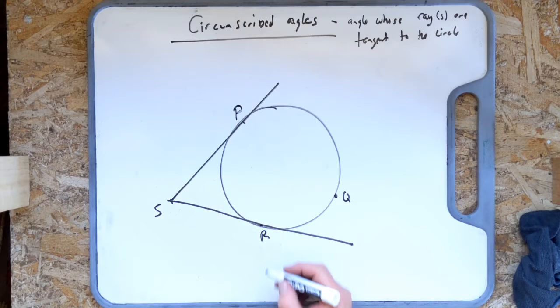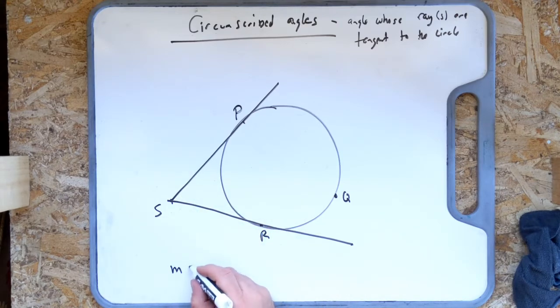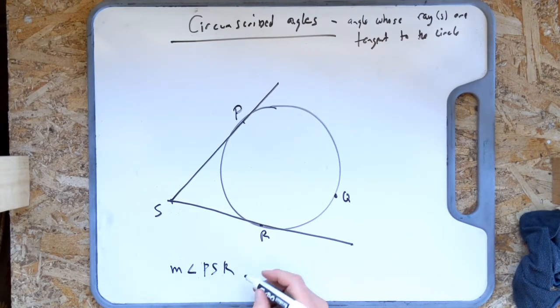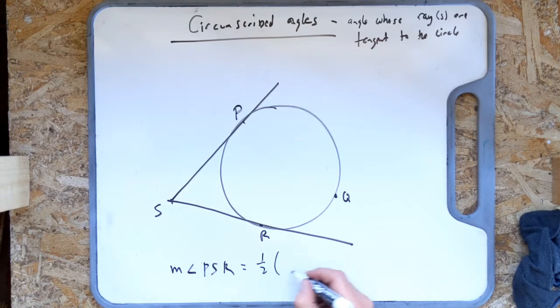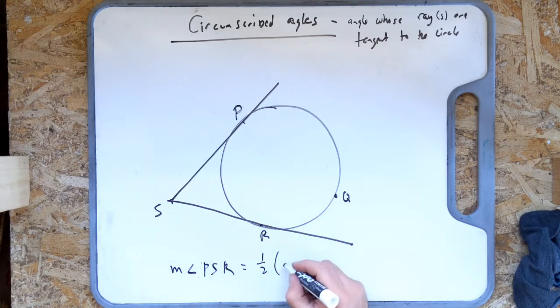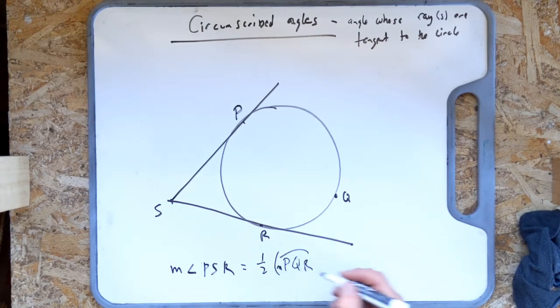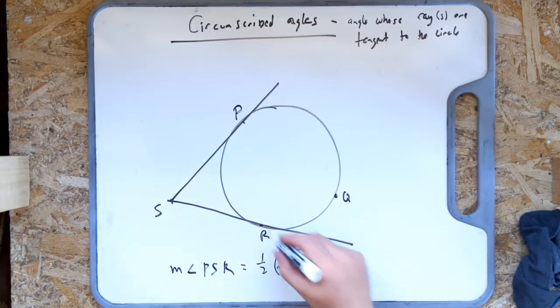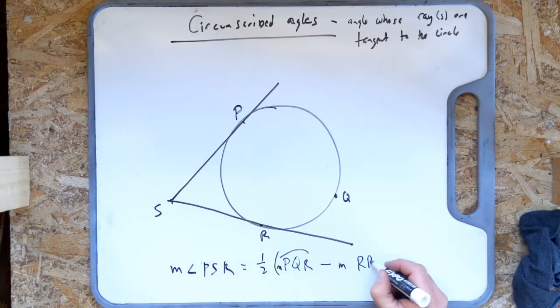All right, the equation for finding this angle, the measure of angle S, actually we put all the letters in there, PSR. That angle is 1/2, in this case not 1/2 the arc, because there are actually two arcs. It's 1/2 the outside arc, PQR, minus the measure of the inside arc, which is PR.